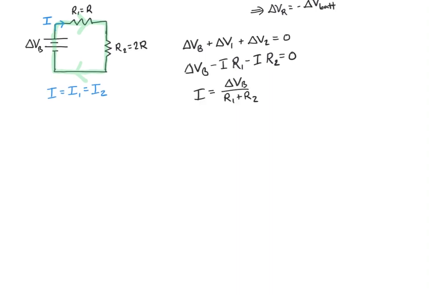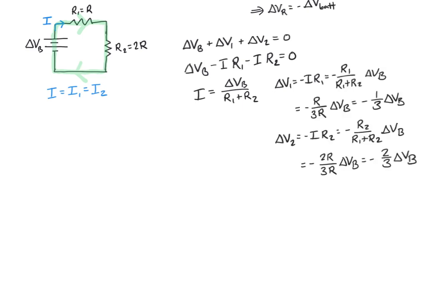Now that we have I, we can take this even farther. We can also use it to calculate delta V1 and delta V2. At this point, we can plug those values back into our loop rule, and we find that delta VB plus negative 1/3 delta VB plus negative 2/3 delta VB is in fact equal to 0, and so we can check our work to make sure we haven't made an algebraic or arithmetic mistake somewhere.